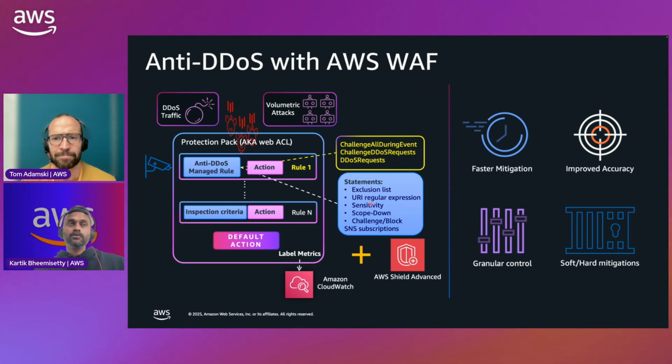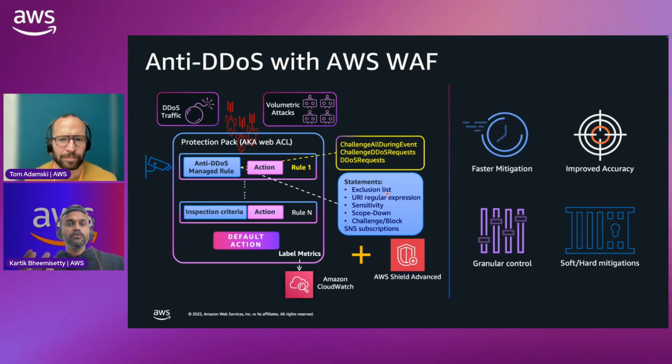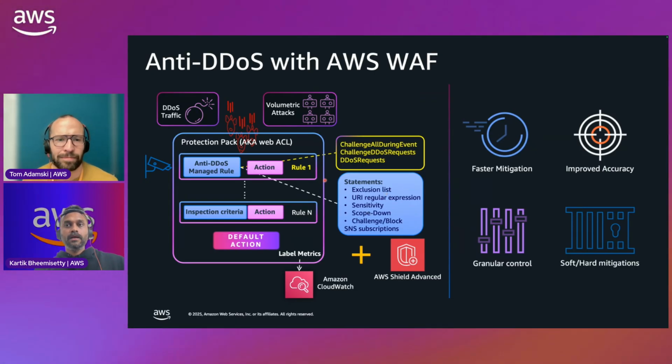Similar to all the rules, you have an exclusion list where if you have a particular URL or particular traffic you want to exclude from this rule, you can do that too. But our recommendation is to have it enabled for all traffic.